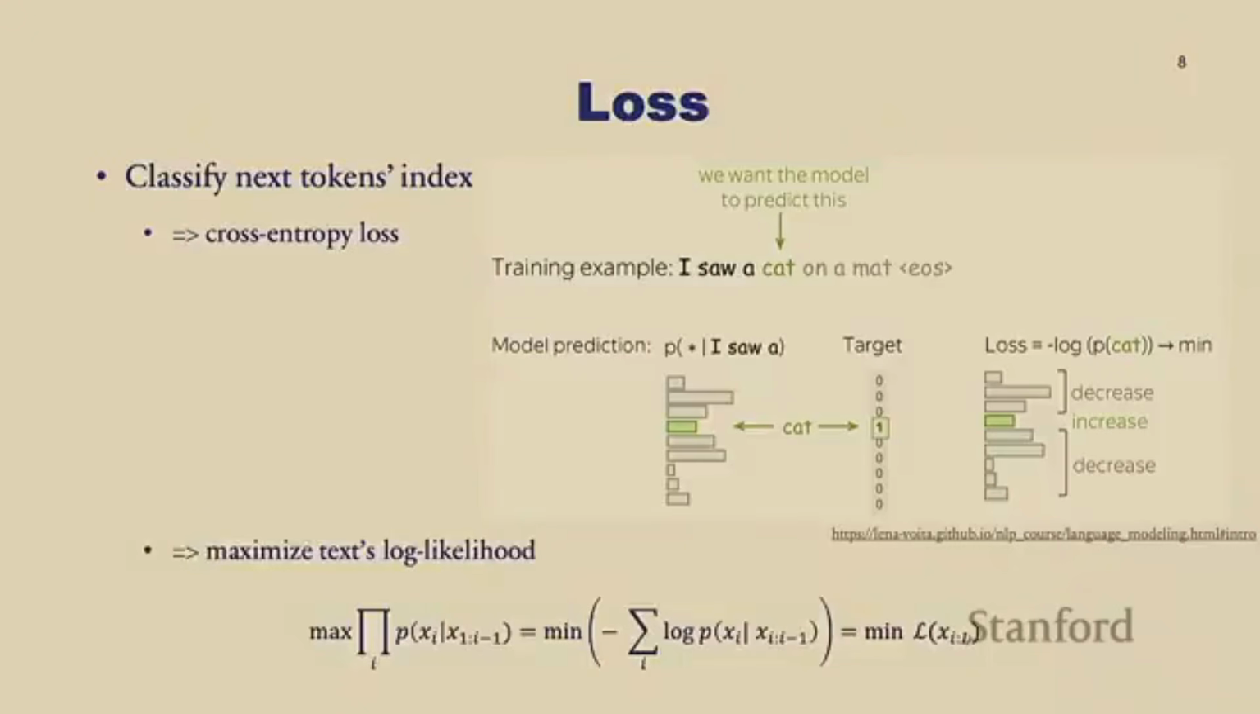One thing to notice is that, as you all know, this is equivalent to maximizing the text log likelihood, because you can rewrite the max over the probability of this autoregressive language modeling task as the minimum over, I just added the log here, and a minus, which is just the minimum of the loss, the cross-entropy loss. So minimizing the loss is the same thing as maximizing the likelihood of your text. Any questions? Okay.